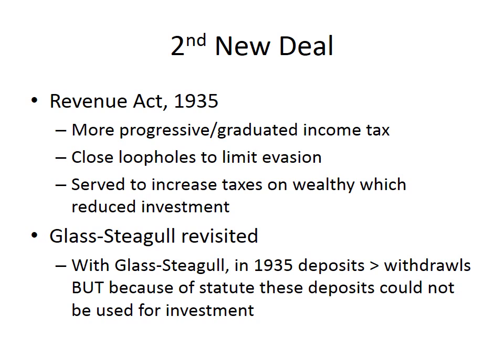With Glass-Steagall in 1935, deposits are greater than withdrawals, but because of the statute, these deposits could not be used for investment. So the Glass-Steagall Act, which was designed to prevent commercial banking from making investments, and therefore reducing their liquidity for depositors, is actually going to limit the potential growth in the economy because you're preventing them from using that money for investment in capital, which would increase productive capacity and create long-term growth. That's why the Reagan administration repeals it in the 80s.